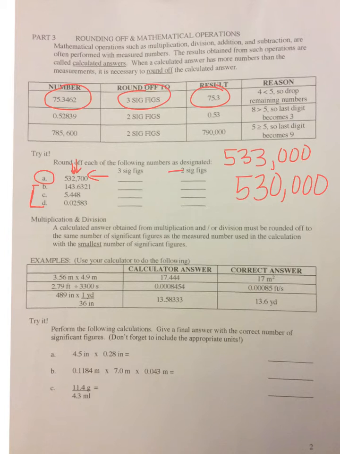All right, now on to this next part, multiplication and division. The rule for multiplying and dividing is that you round your final answer to the one that has the least number of sig figs. For example, we'll do part A together. Go ahead and multiply that in your calculator and write down your answer, and don't forget to include the units. So put in 4.5 times 0.28. In your calculator, you should have gotten 1.26.